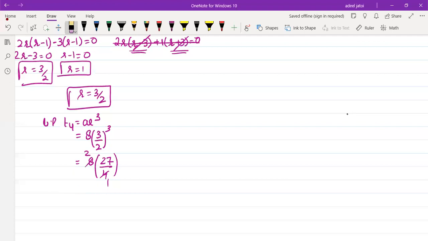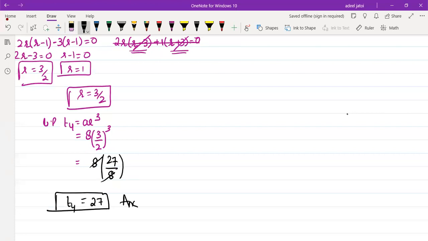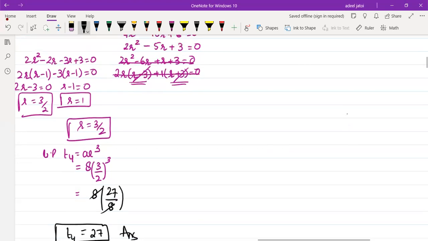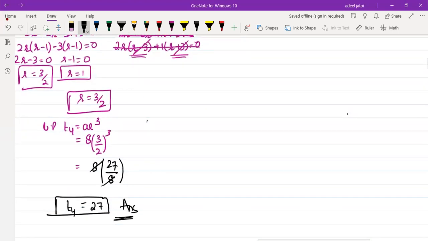Let's correct one thing because it's a cube. So this should be 8 times 3 upon 2 cubed, which is 27 upon 8. So 8 and 8 cancel, and term 4 becomes 27 as your answer.